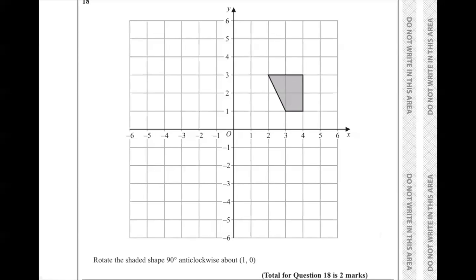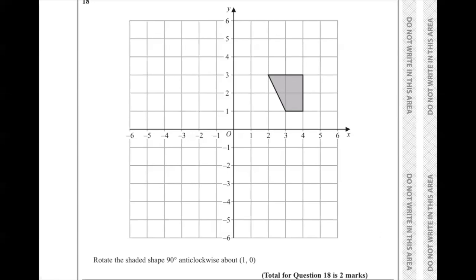Okay, so we need to rotate the shaded shape 90 degrees anti-clockwise about the point (0, 1). Now, unfortunately, my software doesn't enable me to demonstrate this as well as I would like, so I'm going to do my best to describe what you need to do. The first thing you need to do is get your tracing paper. Rotating is so hard to do visually, and that's what the tracing paper is for.